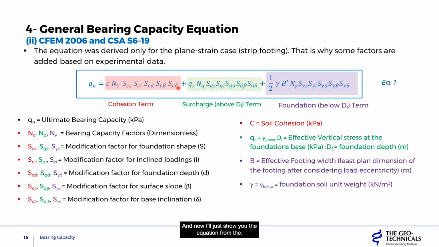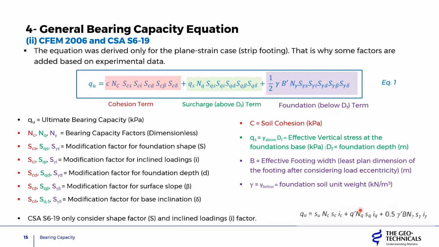And now I'll just show you the equation from the CSA, the Canadian Highway Bridge Design Code. I'll say it's the same. It's just instead of C, they call it S_u, the undrained cohesion of the soil, and C and Q and gamma are the same. Q is Q_s and Q. And then instead of S_c and I_c, that's the shape factor in the C term and the inclination factor in the C term. So S_c over here equals S_cs, that's the shape factor. And I_c equals S_ci. So that's why I'm telling you they are almost the same.